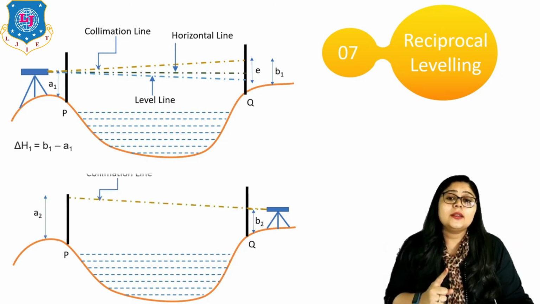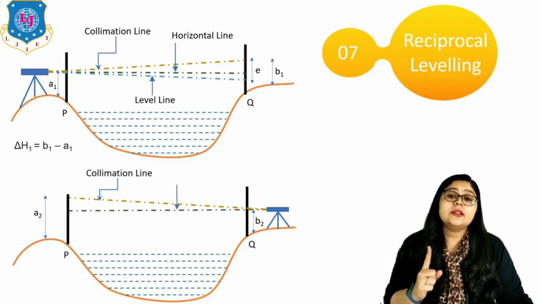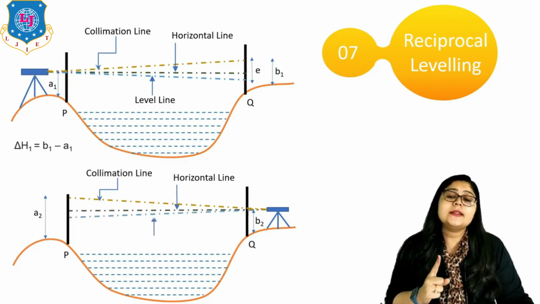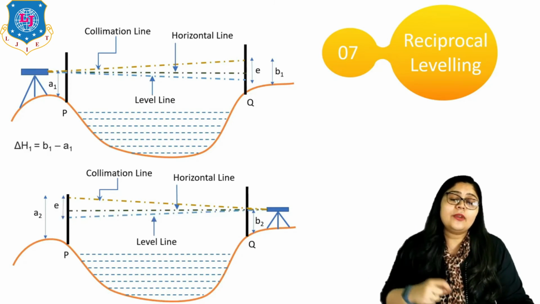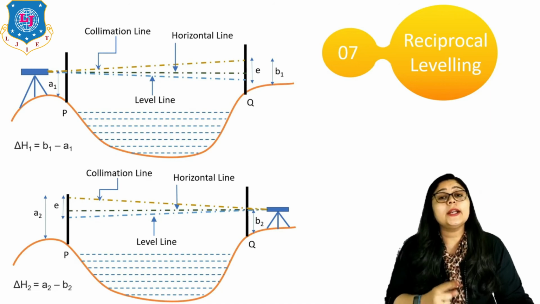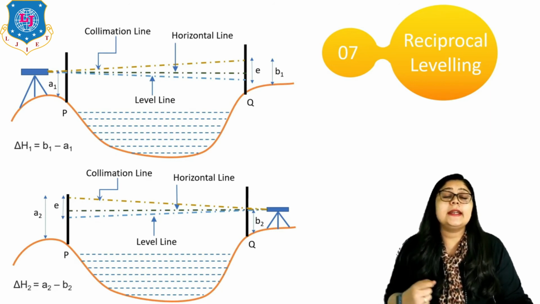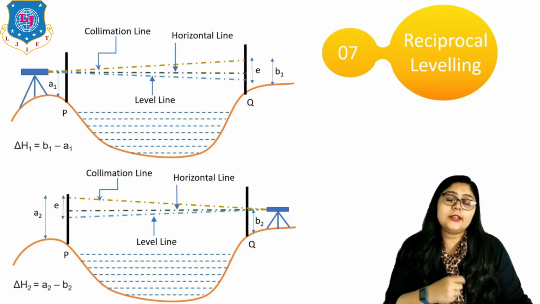Here you can see the line is the collimation line, this is my horizontal line and this is my level line, right? It means this is my E, that variation. So if I have to calculate the height difference, I can say delta H2 is equal to A2 minus B2.